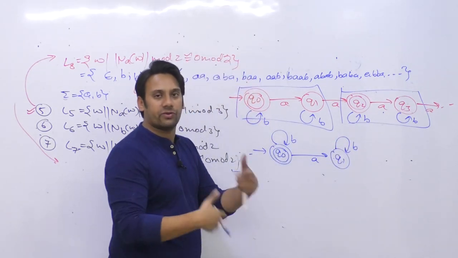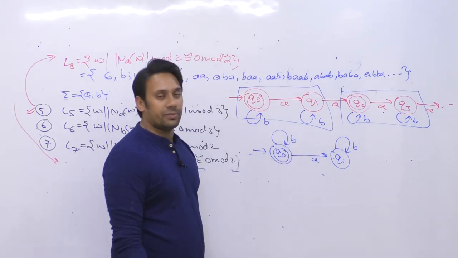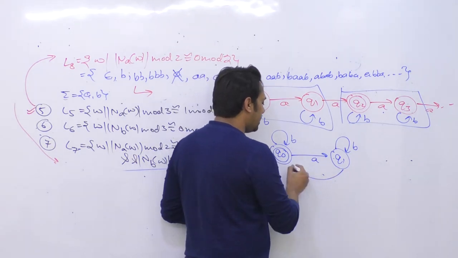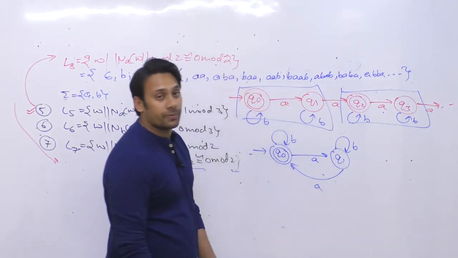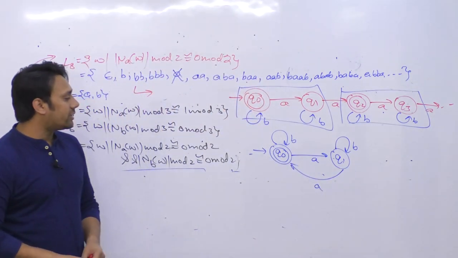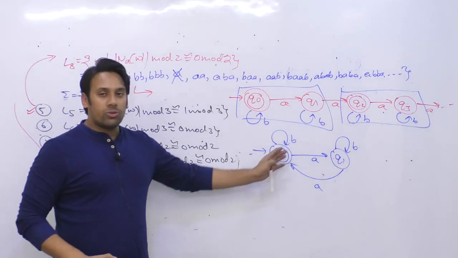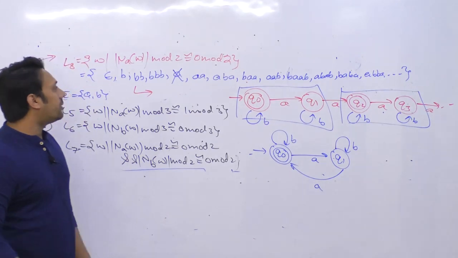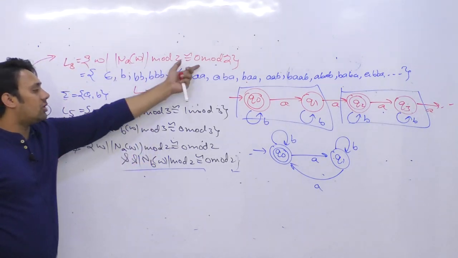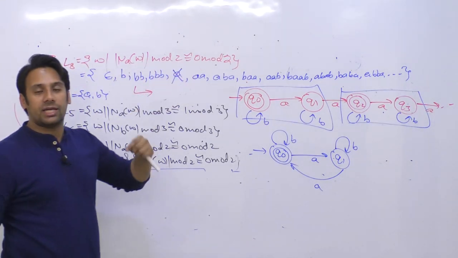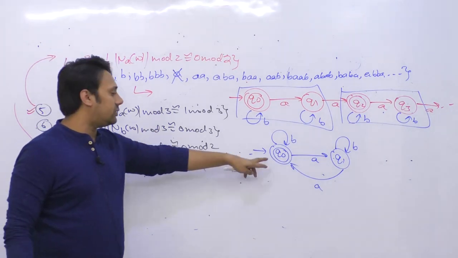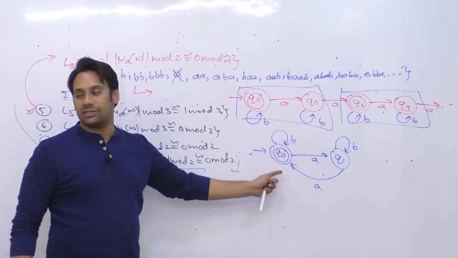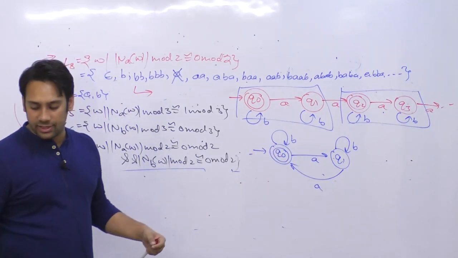So the B's, again, we are going to put in a loop. It doesn't matter how many B's are there. The only thing that matters is the number of A's. So if I get one more A, again, I'll go to the state Q0. Right? So here you can clearly see, we are only counting the number of A's, we are not counting the number of B's. The problem was, the number of A's should always be even. B can be anything, B can be odd, doesn't matter. The only thing is, the number of A's should always be even. So whenever you have an even number of A's in this problem, you will always accept it.